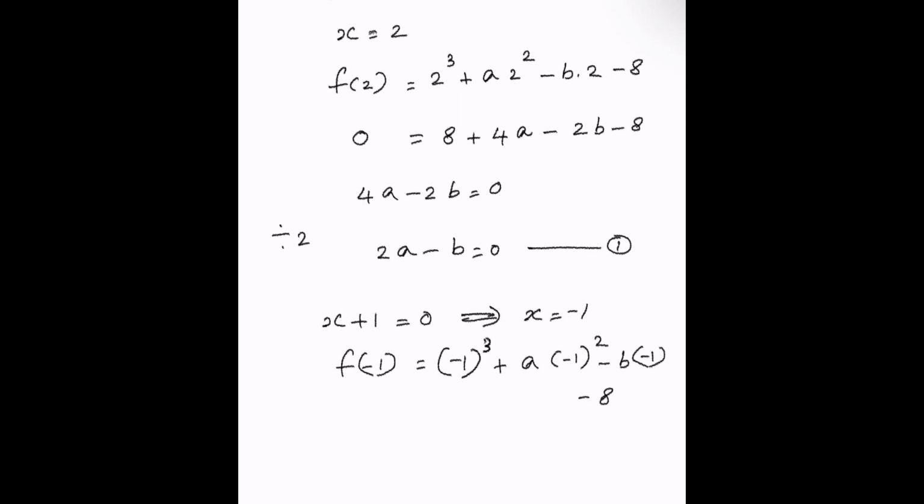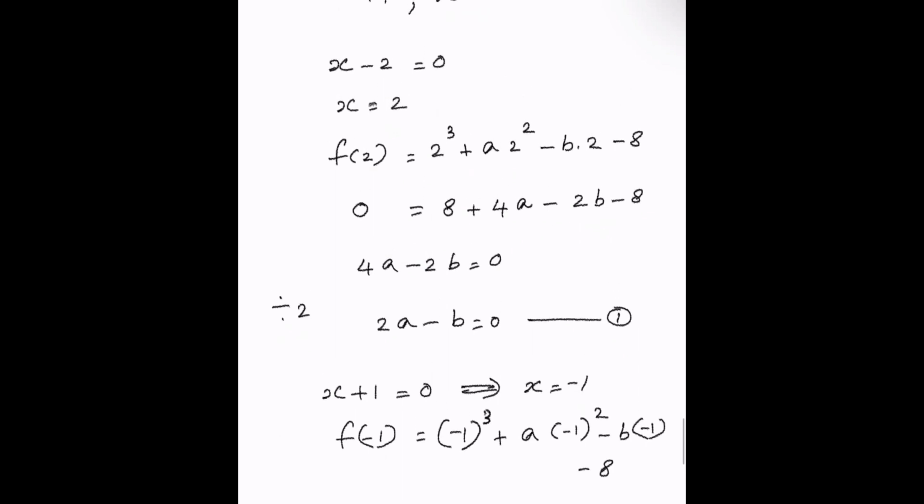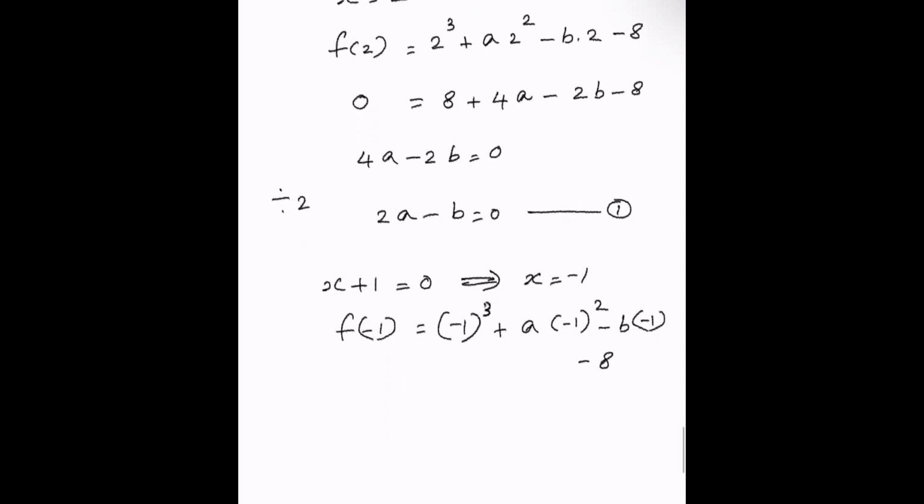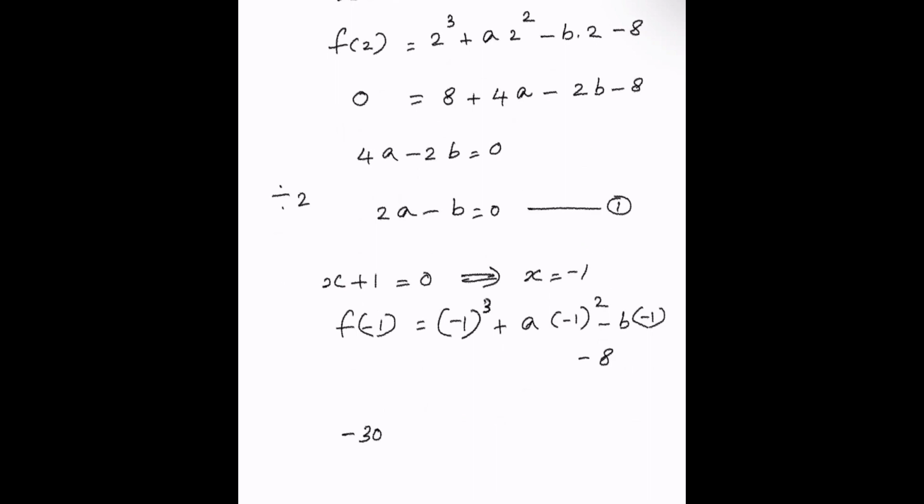When I am dividing by the second divisor, the remainder is negative 30. So f of negative 1 becomes negative 30. Equate it with negative 30. This gives me negative 1 plus a plus b minus 8, which would be a plus b minus 9 equal to negative 30. So a plus b equal to negative 30 plus 9, which is negative 21. This is equation number 2.